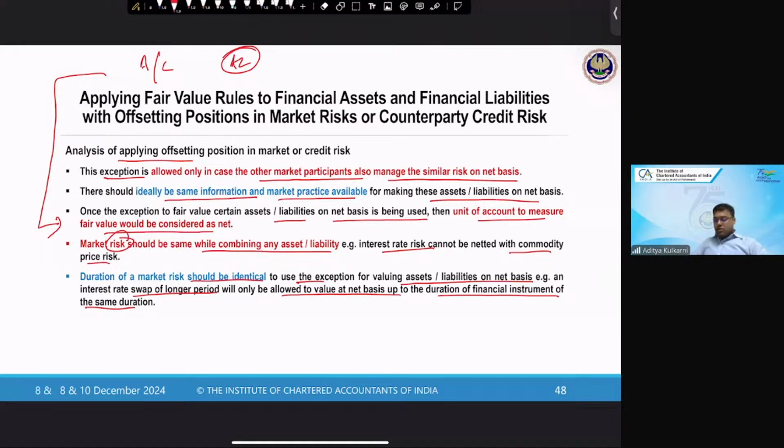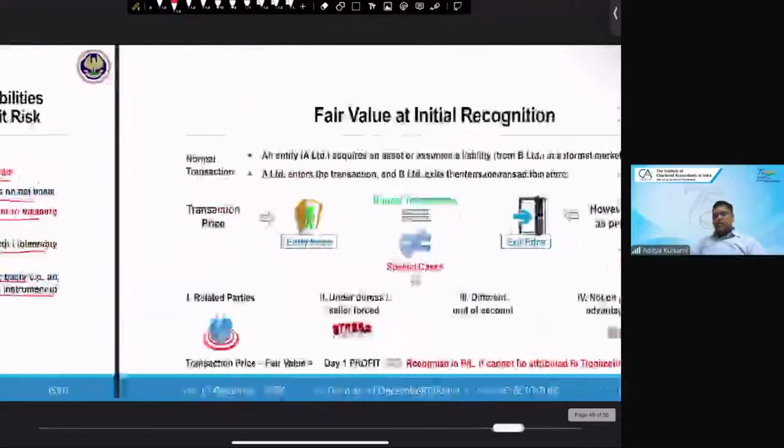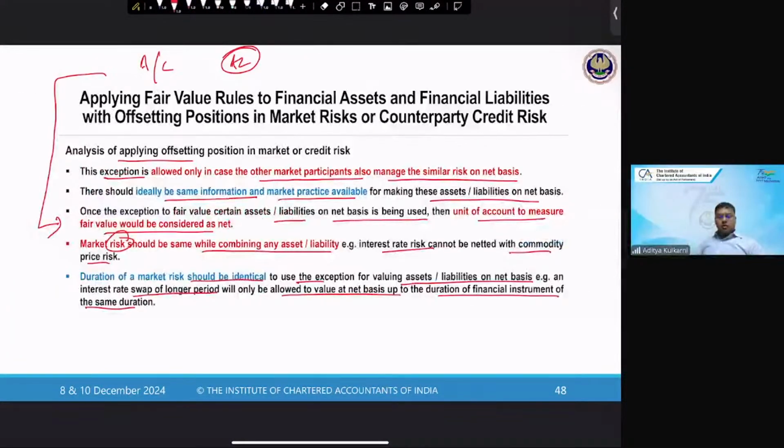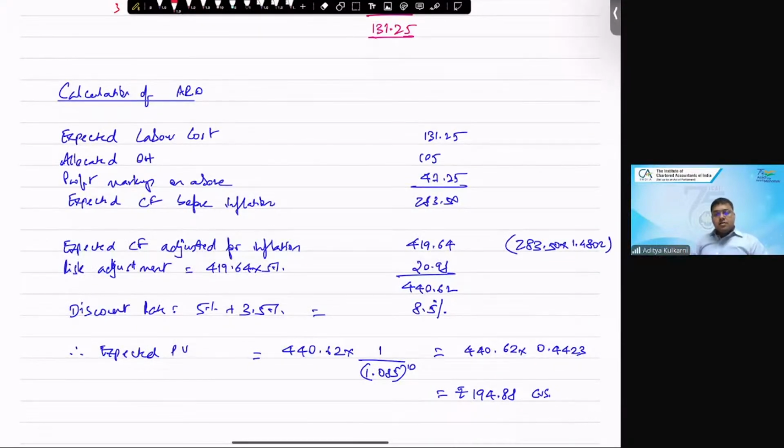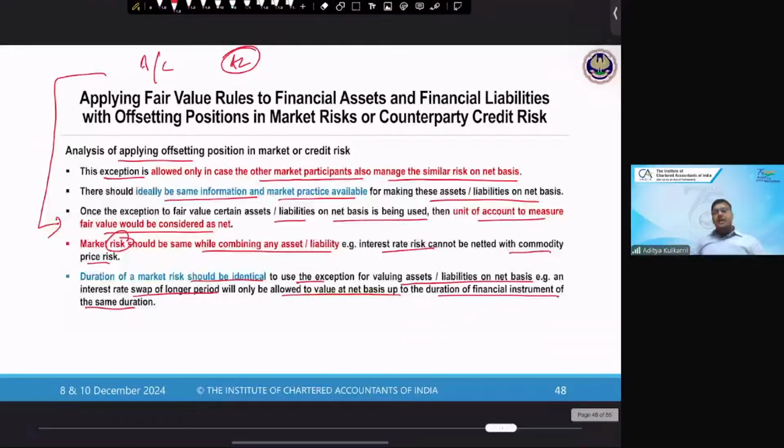So coming back to offsetting, first of all, is it mandatory to do an offsetting or is it optional? Tell me. It is optional. Okay. It is optional. Okay. So when we talk about offsetting, is it a regular practice or is it an exceptional practice?